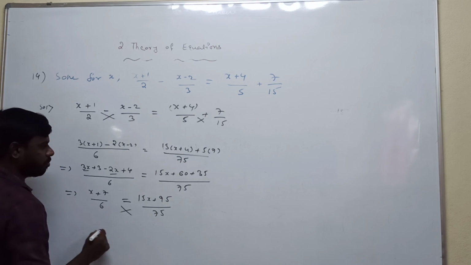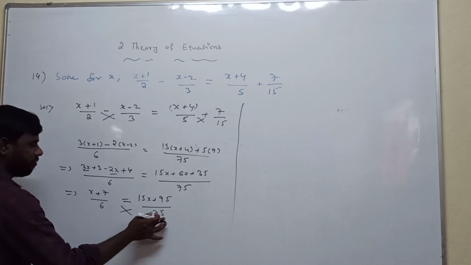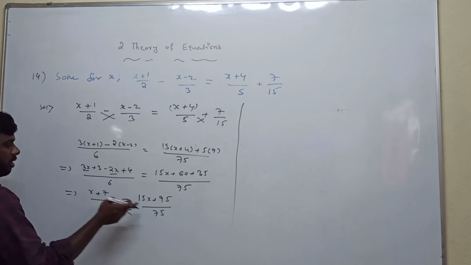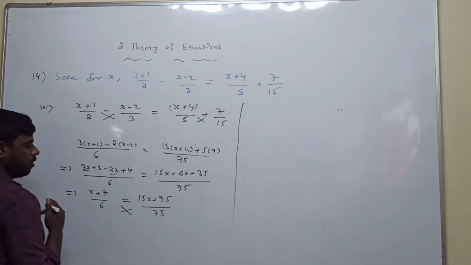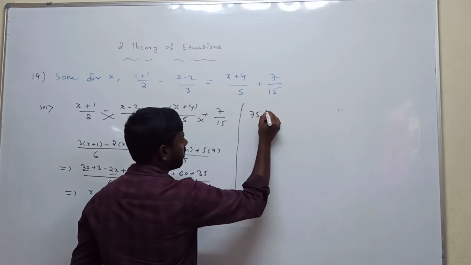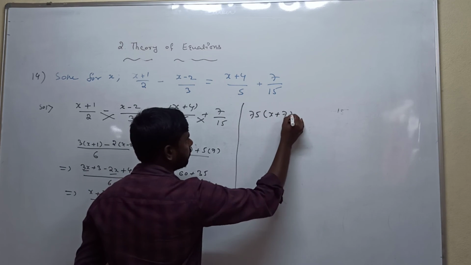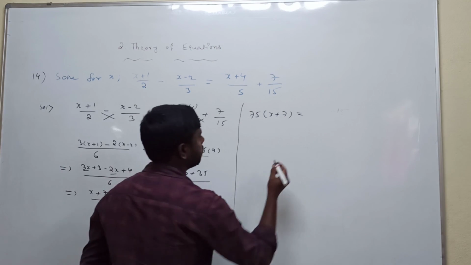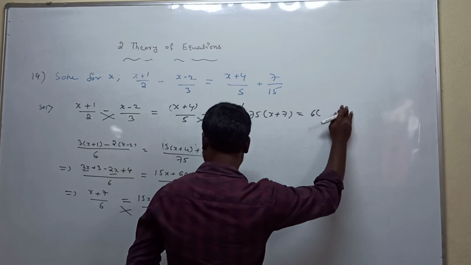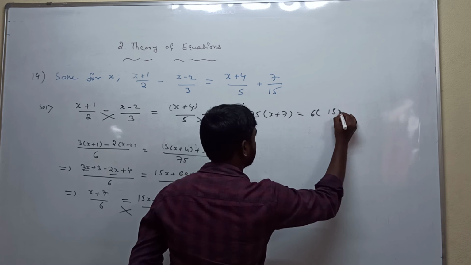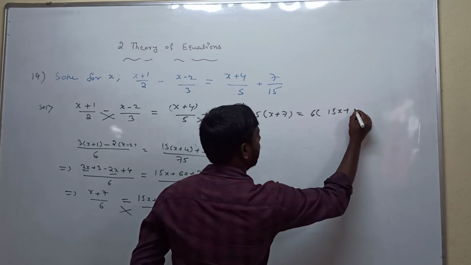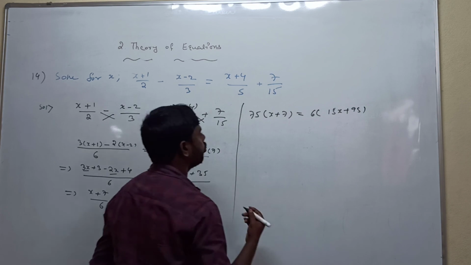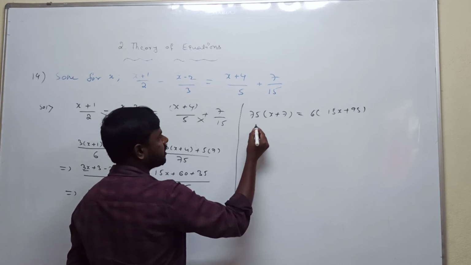After that, cross multiplication. 75 multiplied with the LHS numerator value: 75 into x plus 7 is equal to 15x plus 95 into 6. 6 into 15x plus 95. Now the product: 75x is 75x.